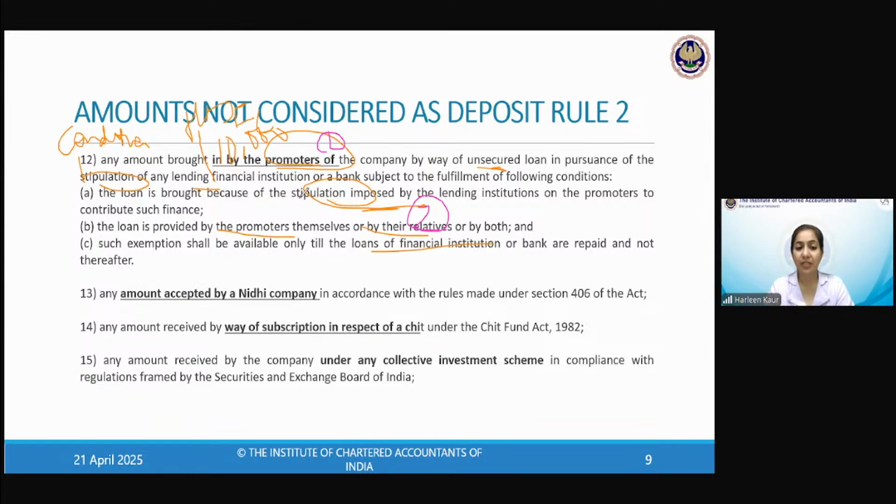And the loan has been taken from the promoters as an unsecured loan on the condition that the bank is giving the loans only on this respective condition. Then till the time period the loans are not repaid, it will be considered as non-deposit. But once the loan of the bank is repaid, say for example on 1st May you have repaid the loan of the bank, but promoter's loan is paid on 30th. So from this 1st May to 30th May, the promoter's loan will be considered as deposit.